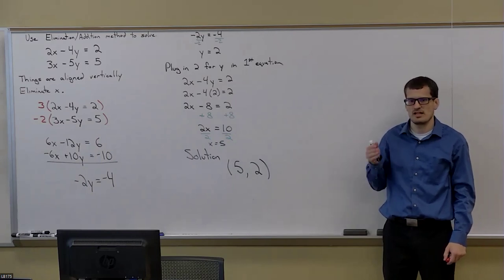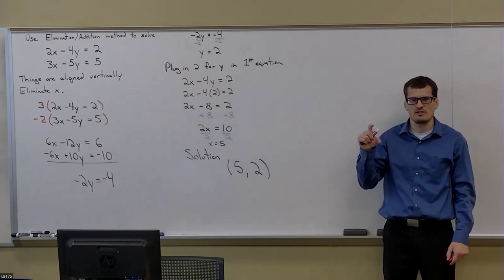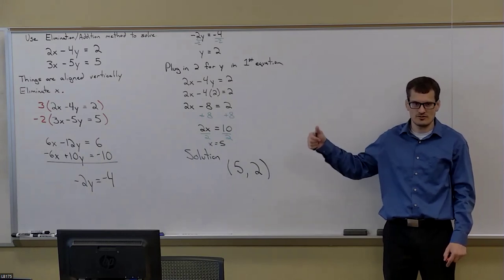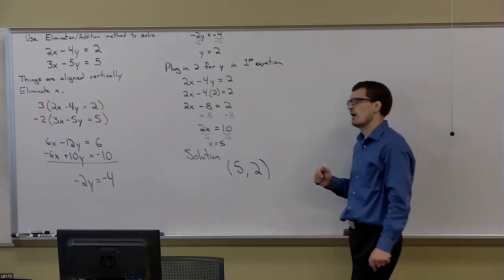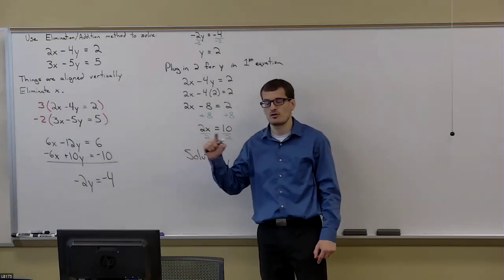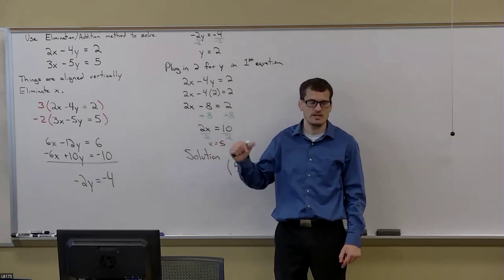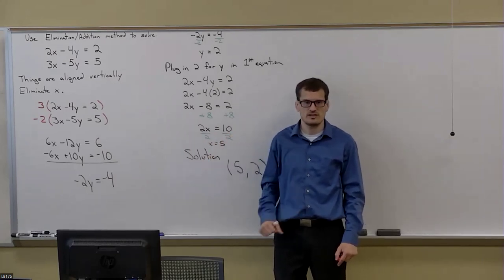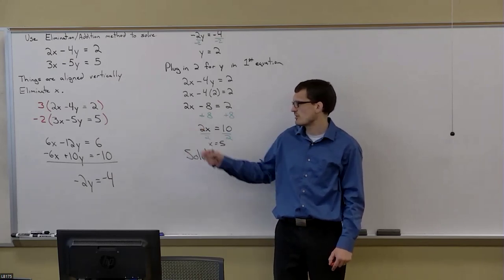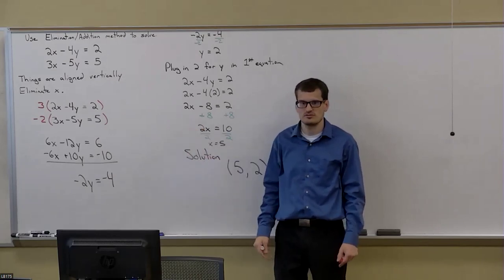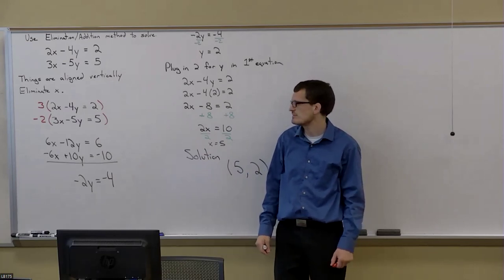Just make sure everything's aligned, and then whatever the coefficients of x are, if you want to eliminate the x, you put those in front of the other equation, and change the sign on one. And if you want to eliminate the y's, you put the coefficients of y in front of the other equation, and then change the sign on one of them. That's always guaranteed to get you opposite coefficients on whichever variable we're trying to eliminate.